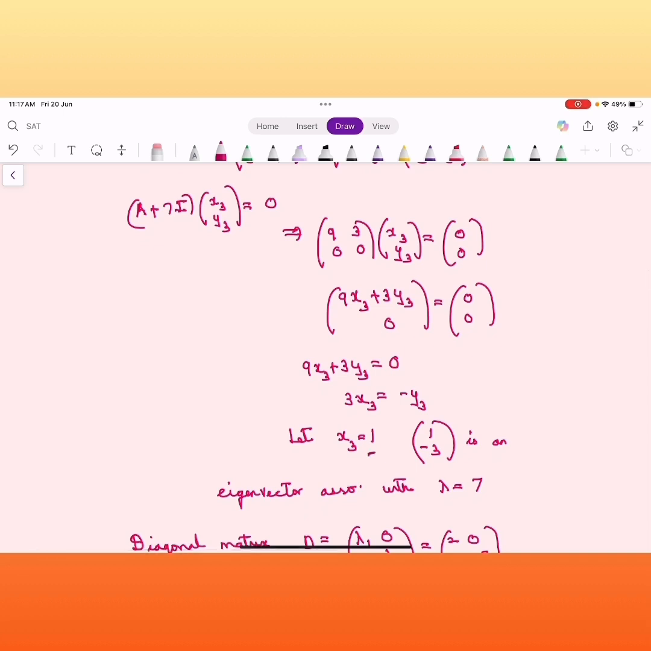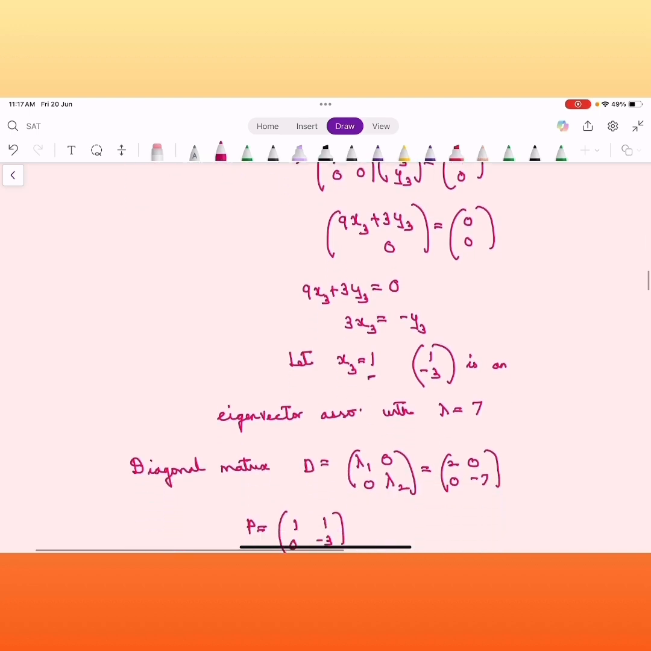So 9x3 plus 3y3 is 0 means 3x3 is minus y3. So if I put x3 as 1, then y3 will be minus 3. So 1, minus 3 is an eigenvector associated with lambda equal to minus 7. Note that you can take any value for x3, 2 or minus 1.